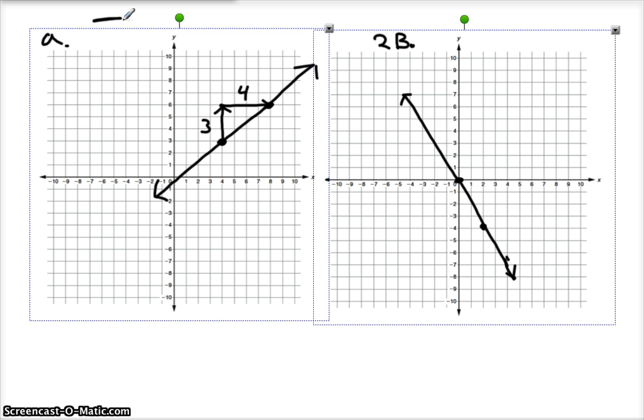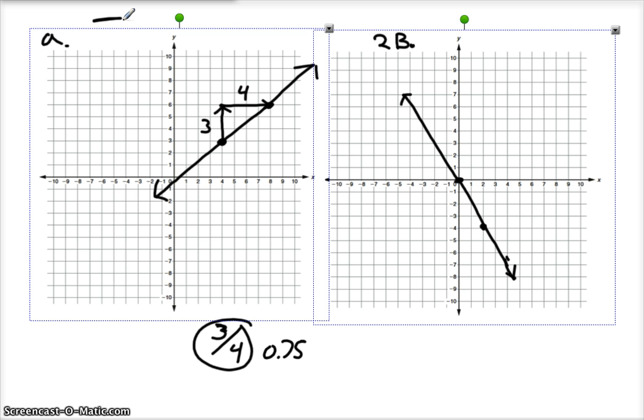So our rise is 3, and then we have 3 over 4. So that's our final answer. We can't simplify it anymore. You could write it as a decimal, 0.75, but we can keep it as a fraction. All right, so now let's look at 2b. That's also in your textbook.